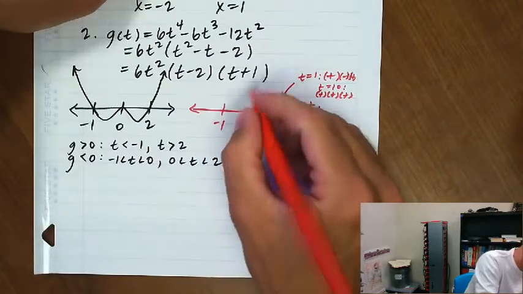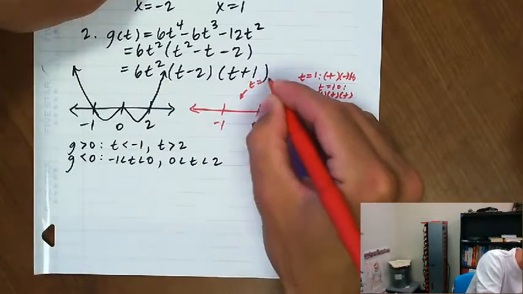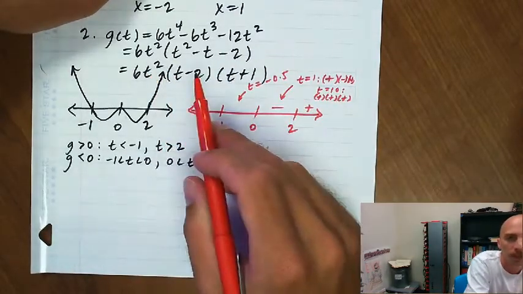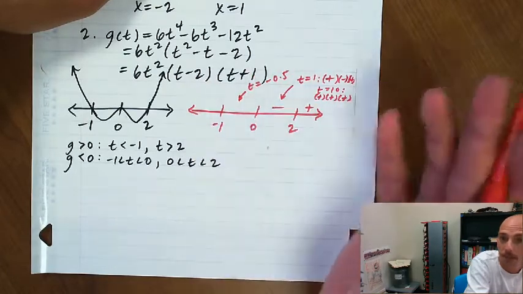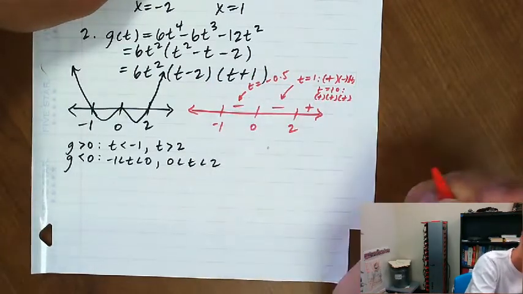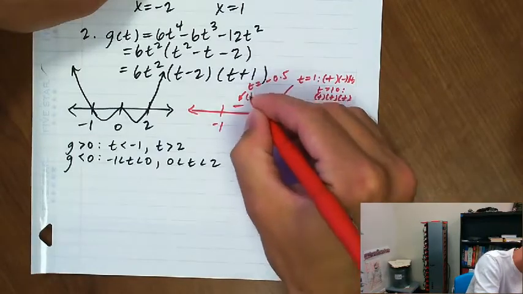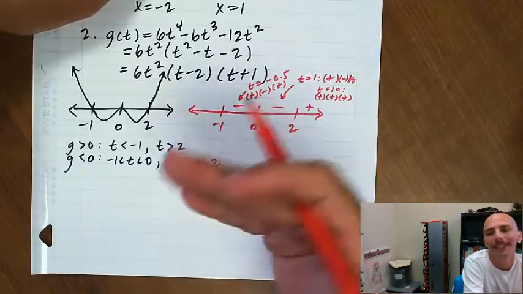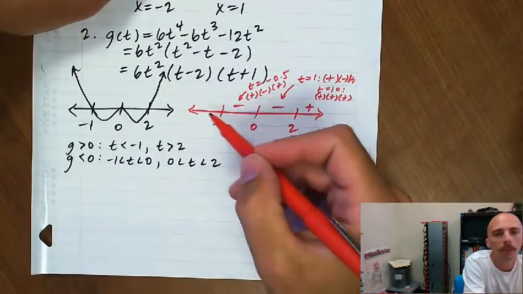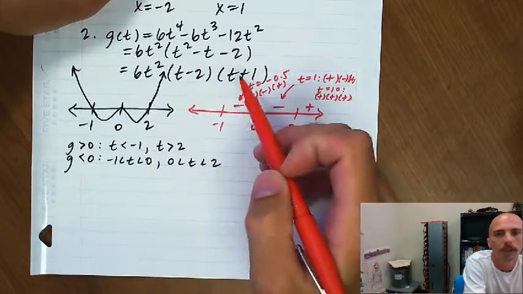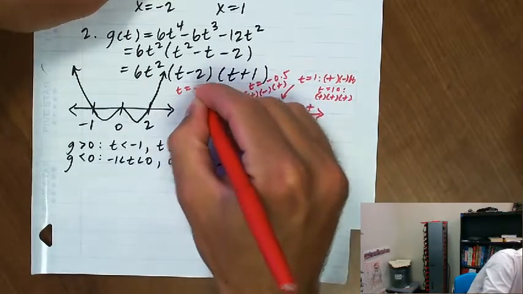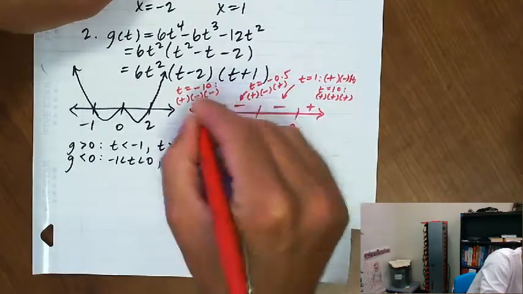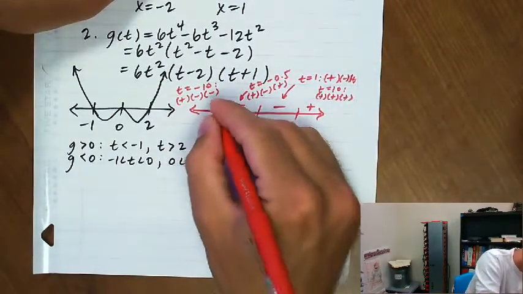Over here, between -1 and 0, I'll choose t is -0.5. And I'll say, okay, positive, negative, positive again. Okay, so that's going to be negative. Positive, negative, positive. All right, and then over here to the left of -1, say like -10. That's going to be, okay, positive, negative, negative. Negative times negative is positive. So we're going to have positive up here.